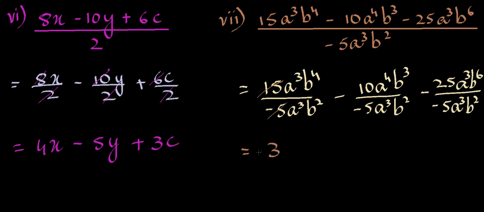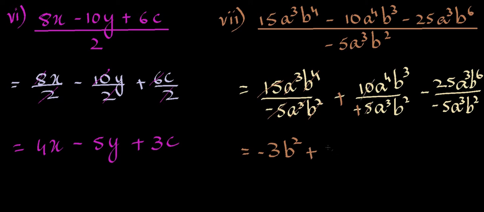Again, only one negative sign, so it will continue to be there. A cube cut. B raised to 4 and b raised to 2. So we have 4 minus 2, 2 b's left. Minus. Now over here we have minus minus. So both the minuses are cut. This minus sign belongs to 10. Over here you can see minus 10. So it's cut and we have plus over here.